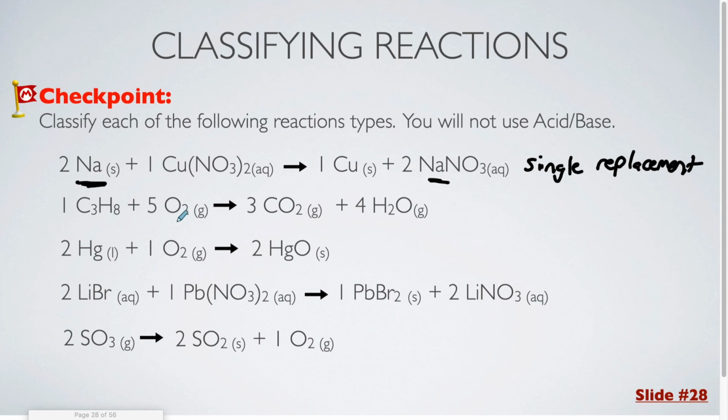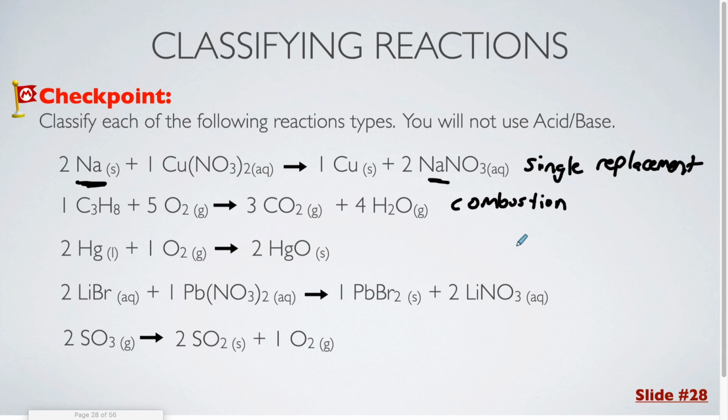In this example, we have oxygen, carbon dioxide, and water, and we have a fuel. This is different from the other examples that we saw, but we do know that the X and Y can change here, so I would label this as a combustion, since I have a hydrocarbon reacting with oxygen to make carbon dioxide and water.